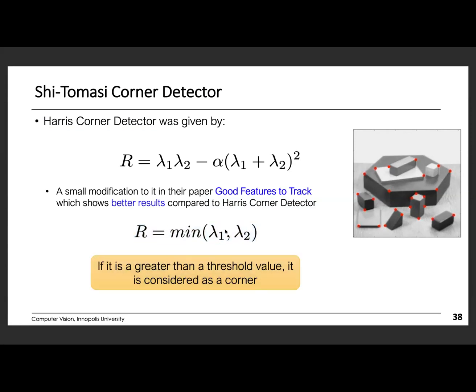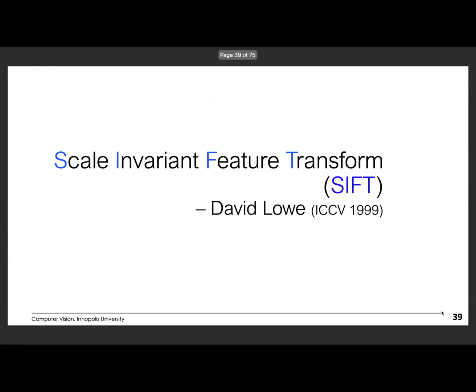If either one of them is small and the other is big, it means it's an edge and the minimum will be very small and we do not want that. So the minimum is a very good R value to help us detect corners. It's better than this one and it's much faster to compute, definitely, than this one. So if it is greater than the thresholded value, then it is considered a corner. This is just an example of its results. We're not going to go deeper into it, but it's exactly the same thing as the Harris corner detector.